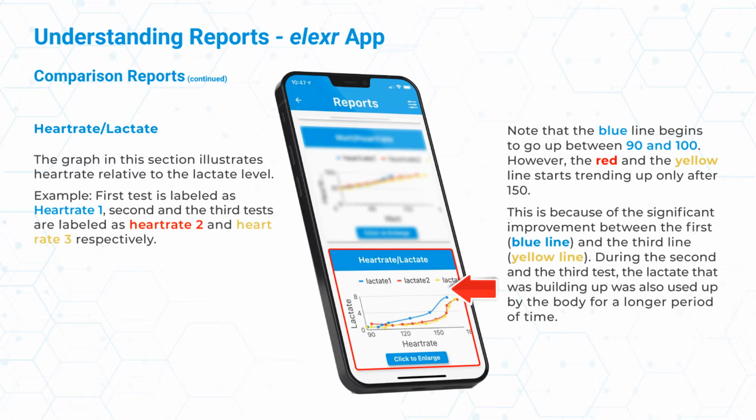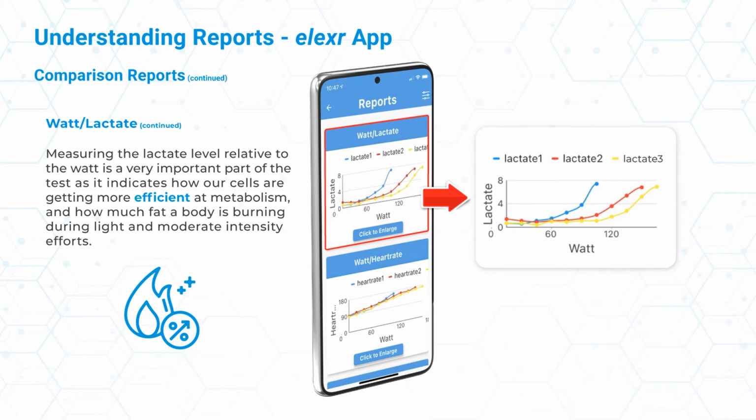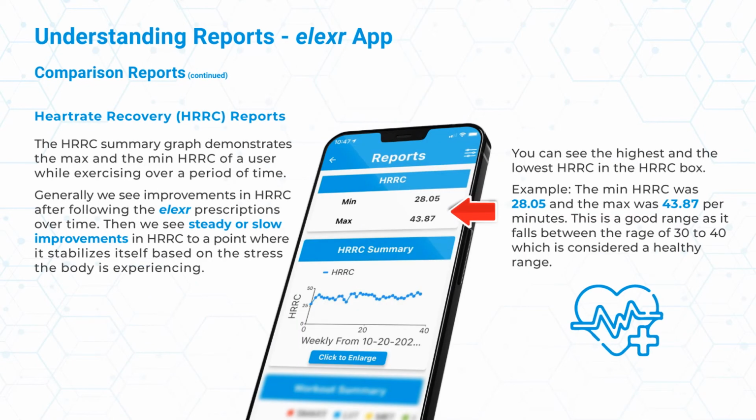This is because of the significant improvement between the first and the third test. During the second and the third test, the lactate that was building up was also used up by the body for a longer period of time. Measuring the lactate level relative to the watt is a very important part of the test as it indicates how our cells are getting more efficient at metabolism and how much fat a body is burning during light and moderate intensity efforts.